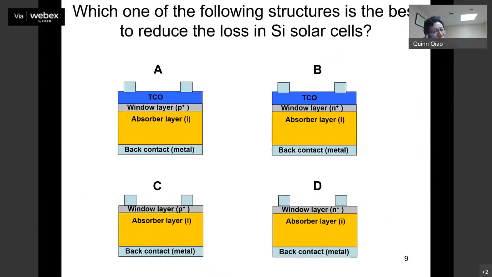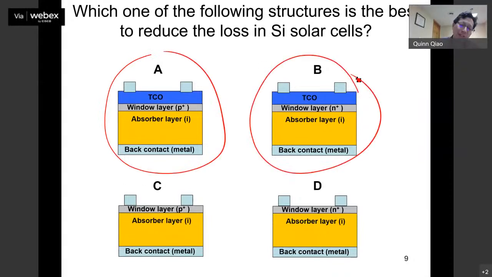Okay. Now, if you look at these examples, which photonic structure is the best to reduce the loss in silicon solar cells? So the answer here would be A, right? But actually, you could select A and B, the same, in a similar sense. The only reason we say A is because typically the hole has what? The hole has lower mobility, right? That's why the light will be absorbed mostly in the top regions, right?